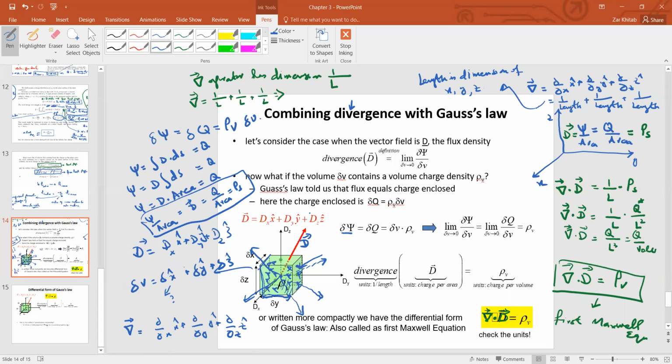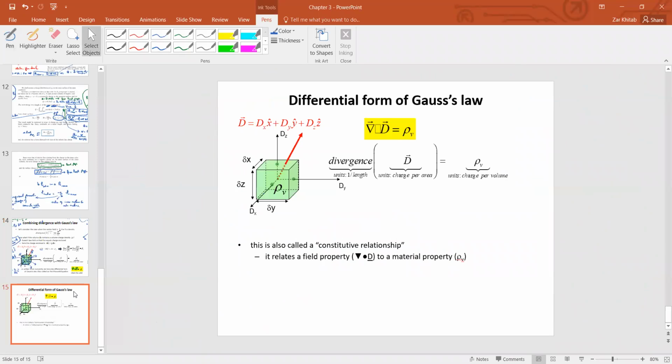Yes, sir. Clear, sir. We will discuss this again, okay? When you come to the on-campus class, we will discuss this concept again. So the divergence of the flux density is rho v. That's it. That's the first Maxwell equation.